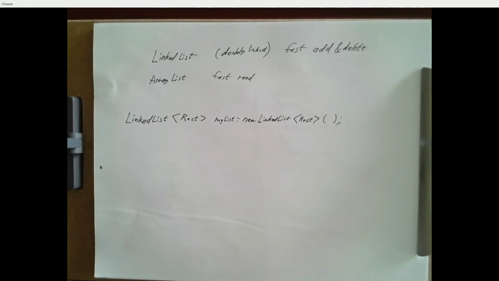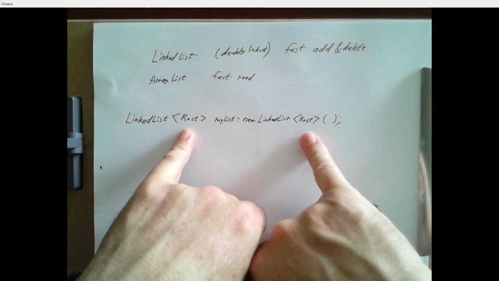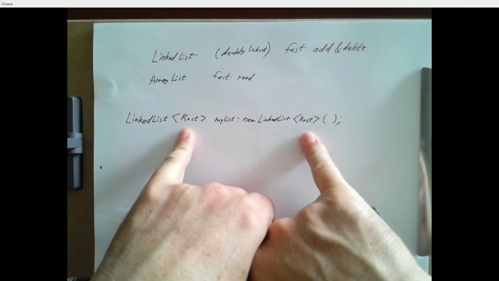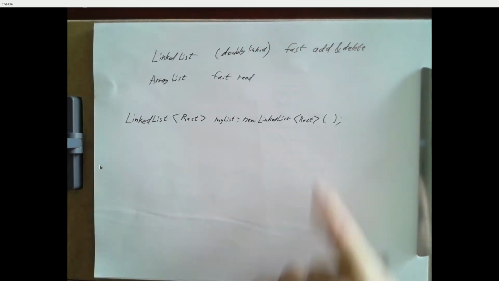If we want strings, we could use string here. If we want integers, we could use integer uppercase I here, or doubles, or any other type of object. You can actually just not put that and it'll compile, but you'll get a warning. Because you can't guarantee the safety of the code. Yeah, and I guess it'll just use objects. I'm not sure.